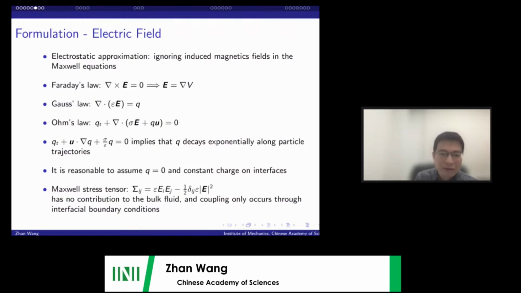Finally, if we take the divergence of the Maxwell stress tensor, it is easy to show that the Maxwell stress tensor has no contribution to the bulk fluid. Well, if you take the divergence of the Maxwell stress tensor, it becomes 0. So the coupling of the flow field and the electric field only occurs through the interfacial boundary conditions.